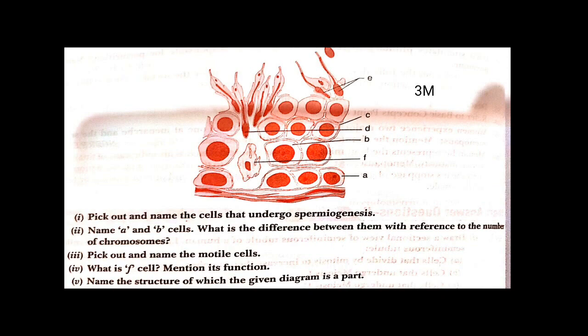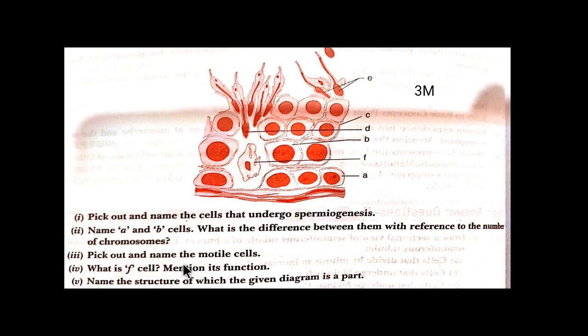So what will you write? D is spermatid that will undergo spermiogenesis. No need to write any definition. Name A and B cells. So A is the first one, that is spermatogonium, and B is the primary spermatocyte. Now what is the difference between these two with reference to the number of chromosomes? Both of these are diploid, that is, they contain 46 chromosomes each.